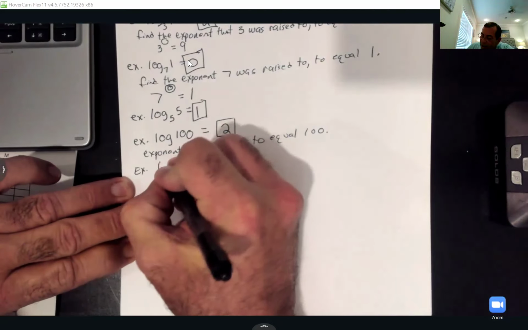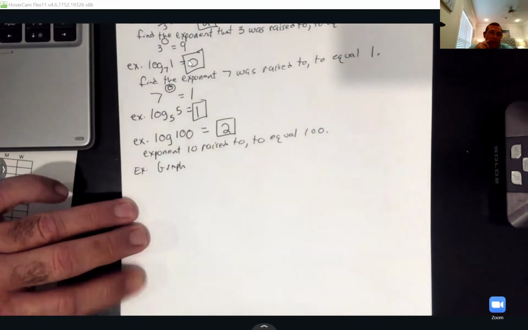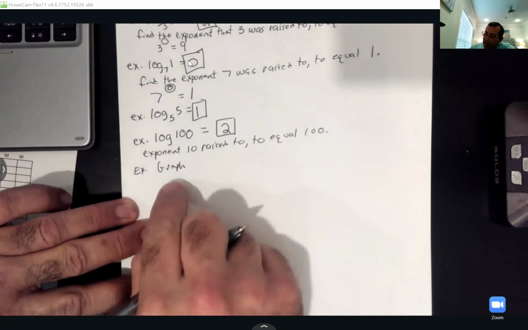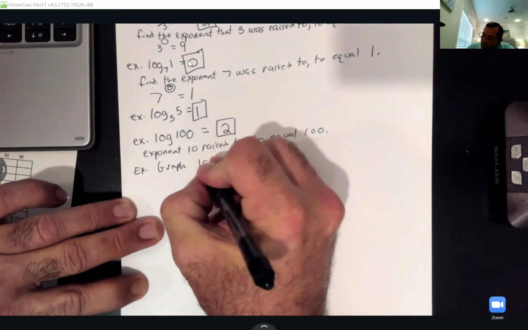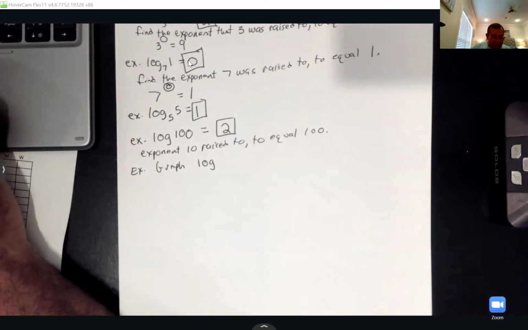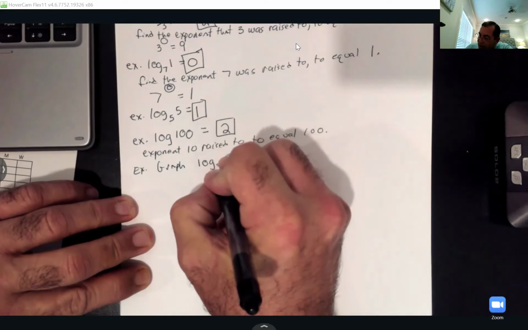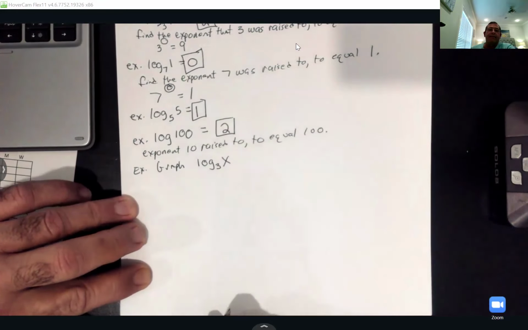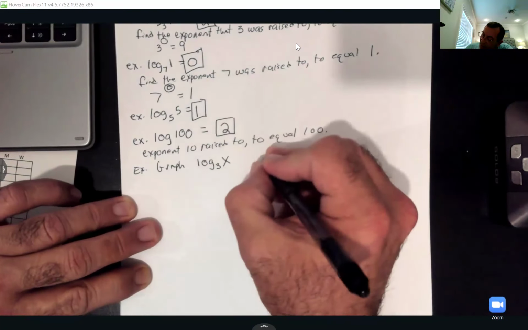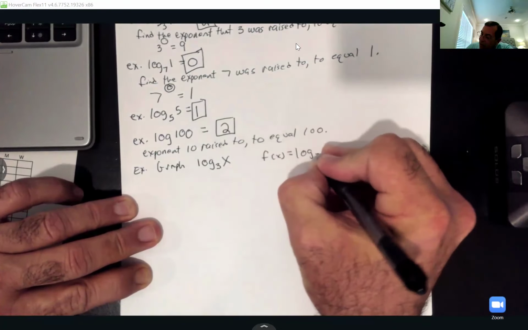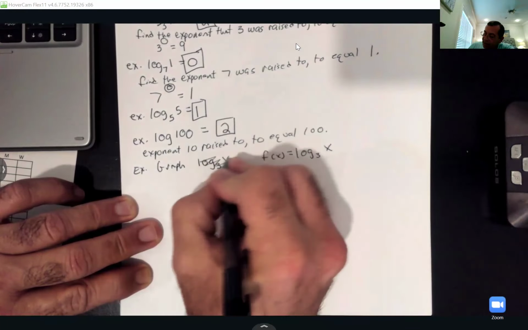So what I'm going to do here, and then the rest I'll graph on my calculator. I just want y'all to see why they got certain shapes, okay? So I'm going to graph log base 3 of x. So this will be, whoops, I forgot my f of x. So this will be f of x equals log base 3 of x.